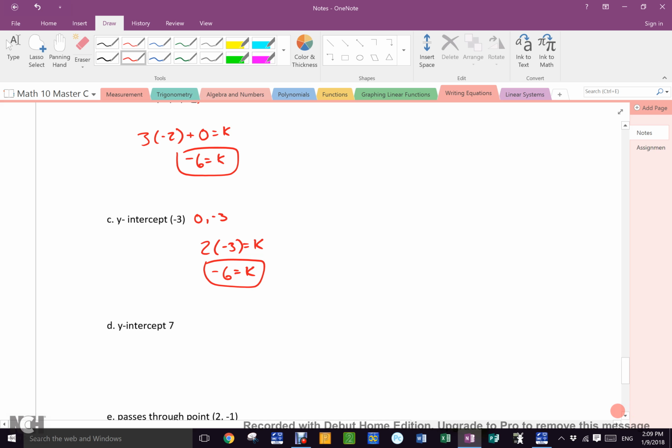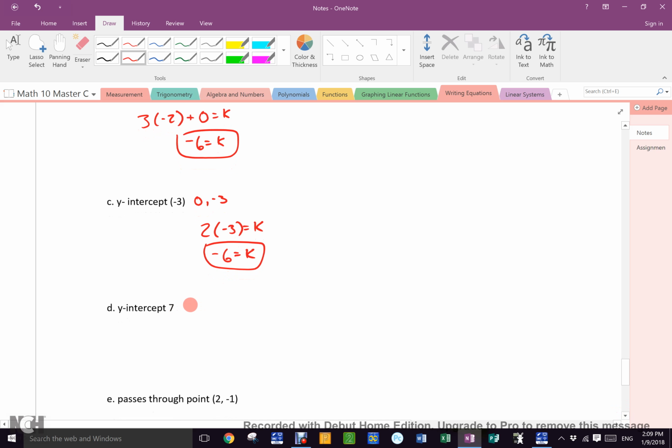What's different in D? I got 7, so what's the coordinates? 0, 7. What's going to happen to the x? Drops out, so I got 2 times 7 equals k. What's 2 times 7? 14 equals k.